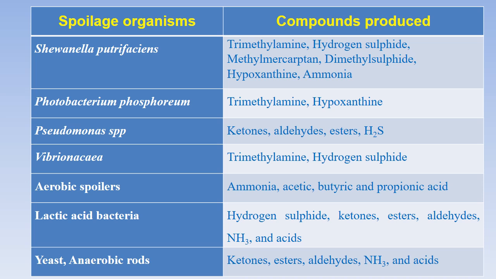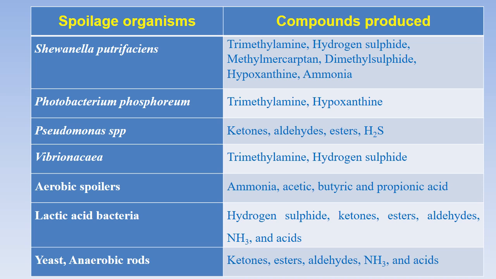Here we will see some of the common spoilage microorganisms and what kind of chemical compounds they produce. So first one is Shewanella putrefaciens. It produces trimethylamine, hydrogen sulfide, methyl mercaptan, dimethyl sulfide, hypoxanthine and ammonia. Another common spoilage organism is Photobacterium phosphoreum. This produces trimethylamine and hypoxanthine. Then there is Pseudomonas species which produces ketones, aldehydes, esters and hydrogen sulfide.